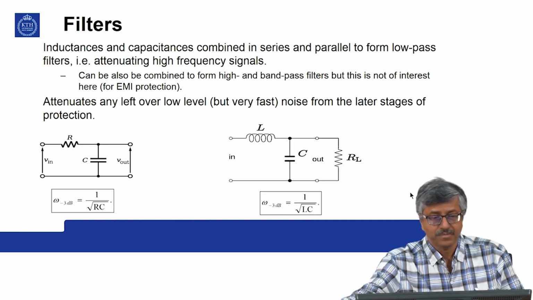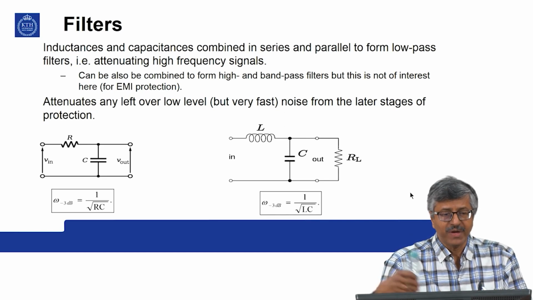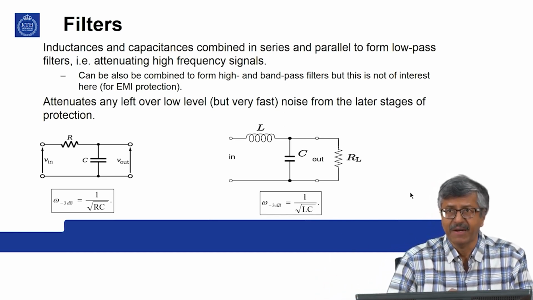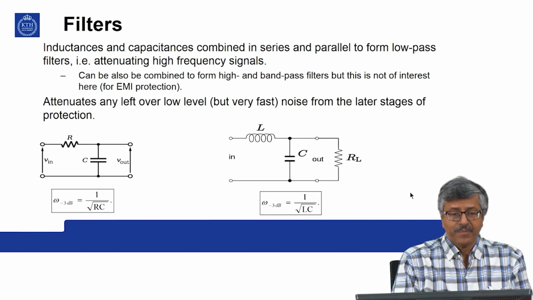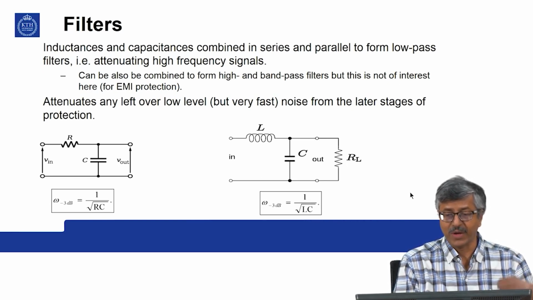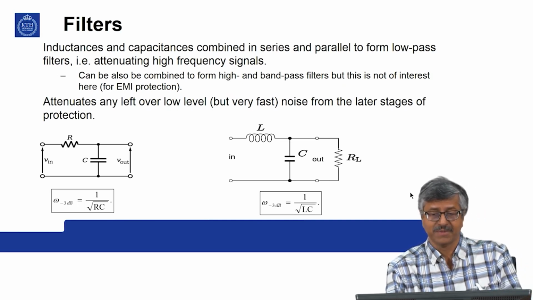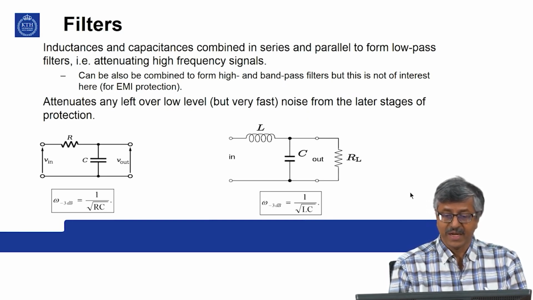Now, filters. As said before, often inductors and capacitance can be combined in series and parallel to form low pass filters, that is attenuating high frequency signals. So, filters can be used to attenuate any leftover low level but very fast noise from the last stages of protection. So, passive filters are frequency selective devices. So, you can just remove higher frequencies from the remaining current after the surge arresters and clean up the signal in the output.